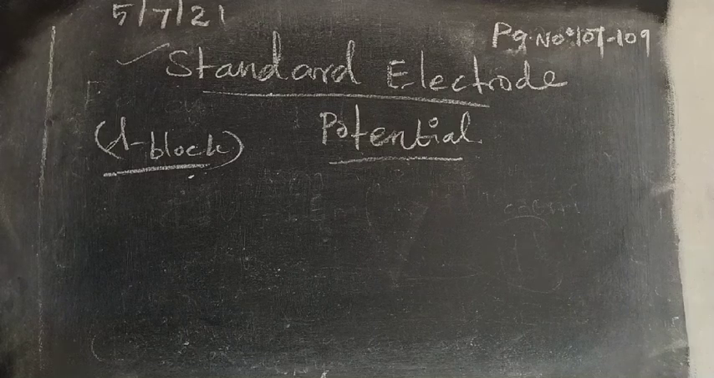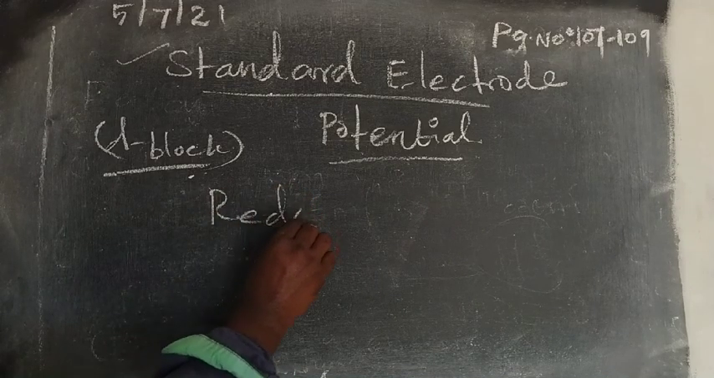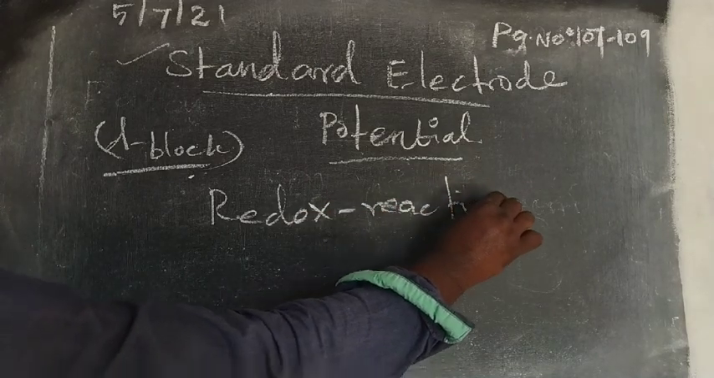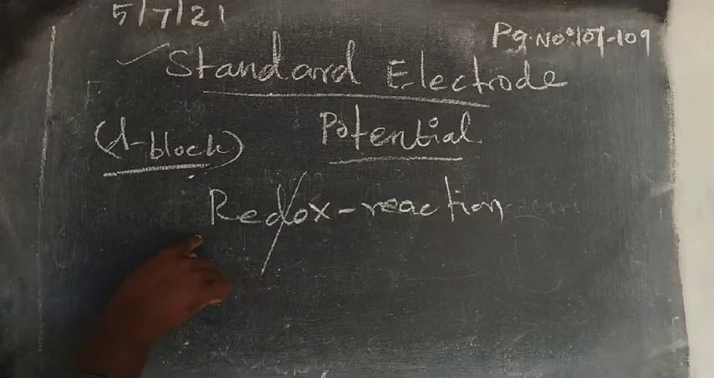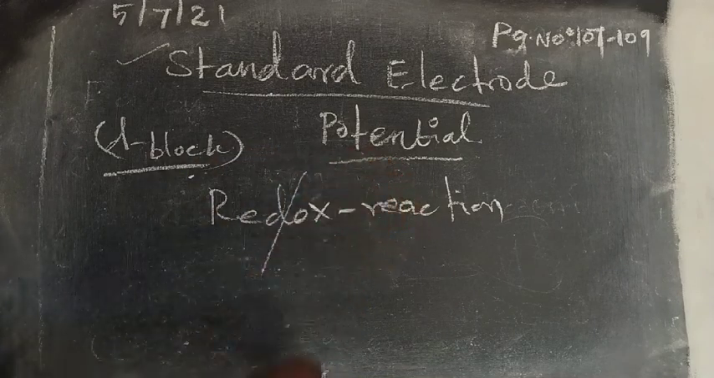Hi students, in this video we are going to see standard electrode potential of transition metals or D block elements. First we must know what is redox reaction. From the name itself we can understand reduction and oxidation takes place in a same reaction.